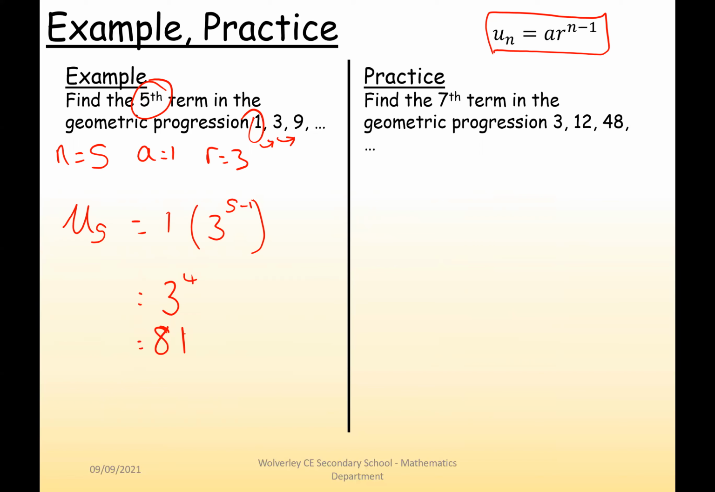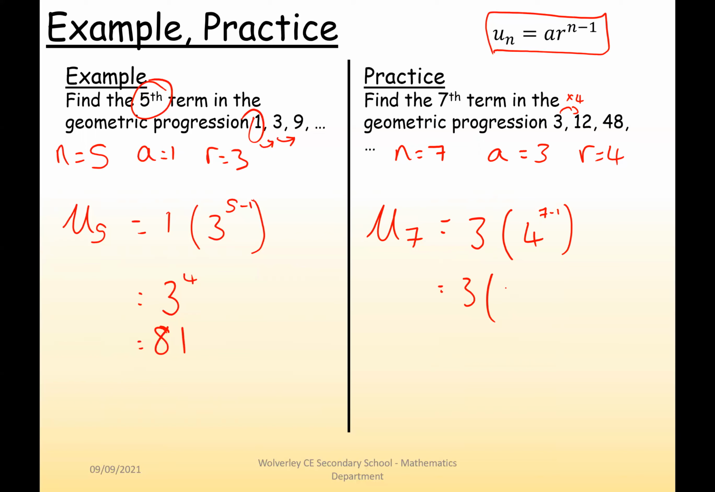Okay, so 7th term here, so n is 7. A is our 1st term, which is 3. And each time here, we are multiplying by 4, so r is 4. Substituting into the formula then, u7, so the 7th term, is going to be 3 lots of 4 to the power of 7 minus 1, or 3 lots of 4 to the power of 6.